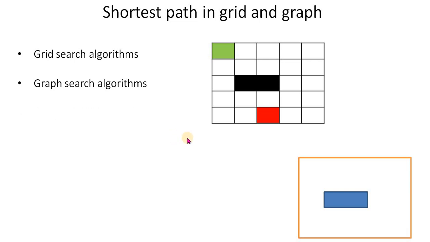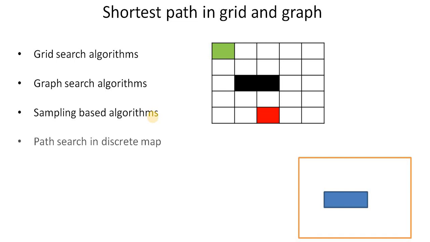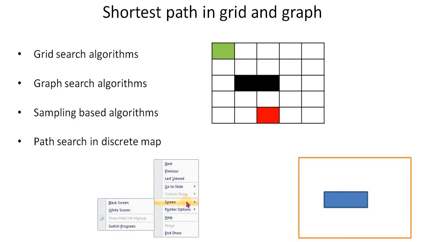Then we have other algorithms, for example, sampling based algorithms. They are a different type. They don't use a grid, they don't use this typical deterministic method. Instead, they use some kind of random sampling of your configuration space, or you can say the C space, to search for a path in the environment. We shall learn these kinds of algorithms later. So first, let's see the path search in a discrete map. How can we do that?